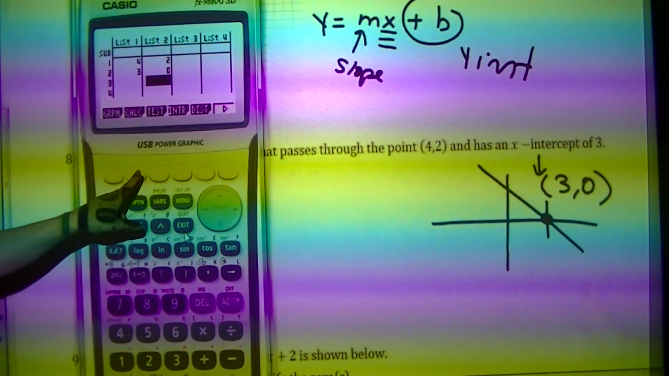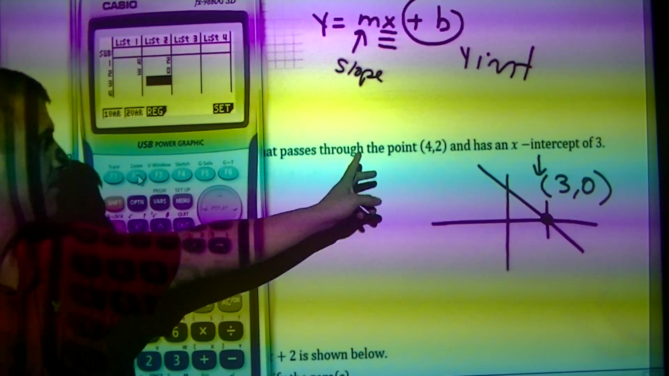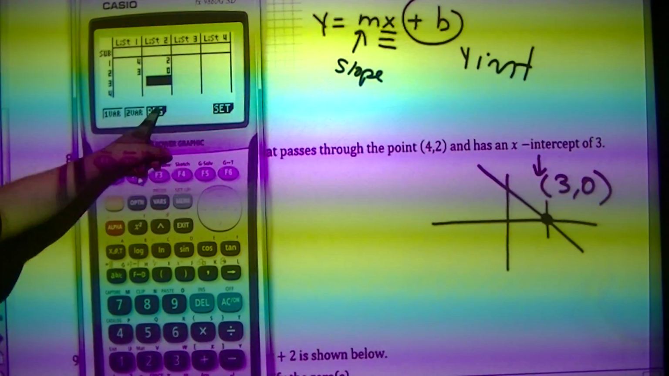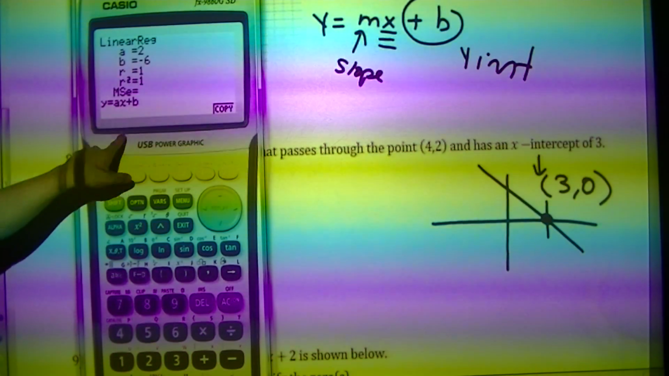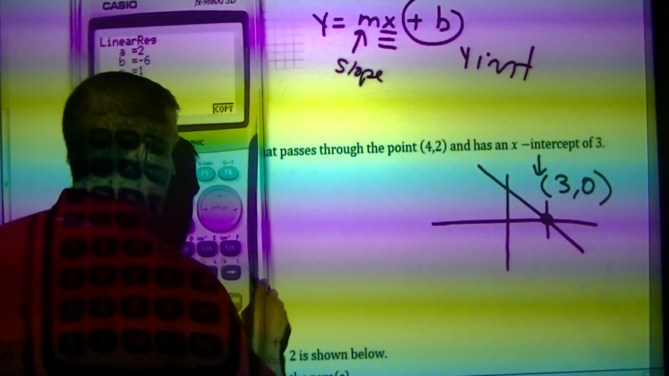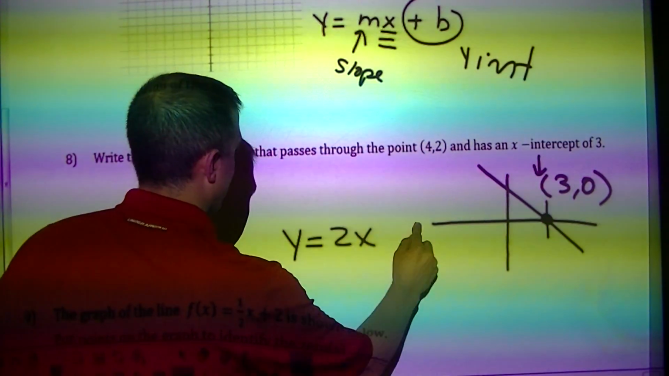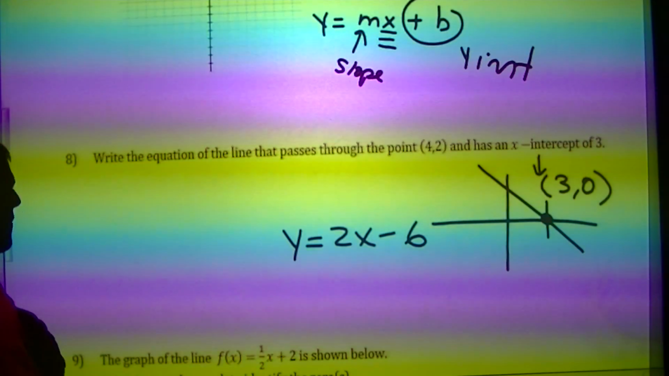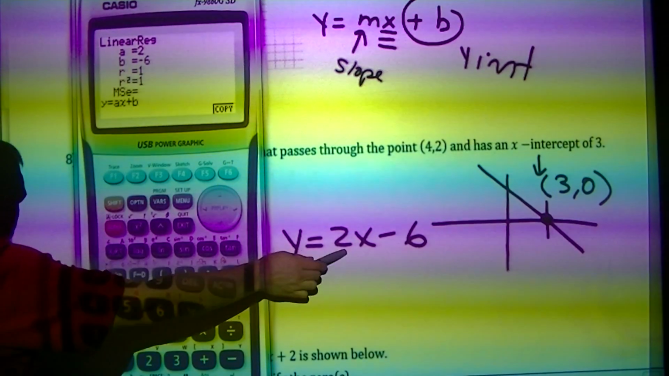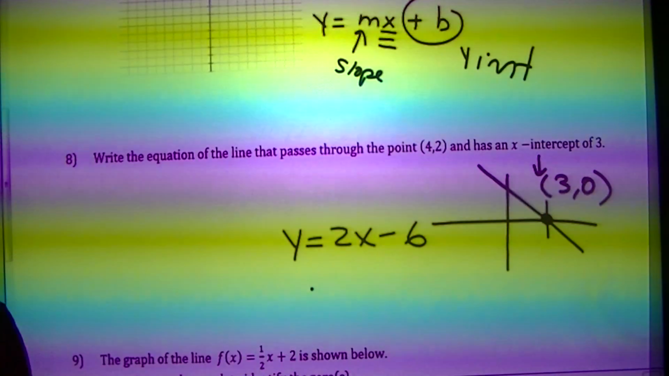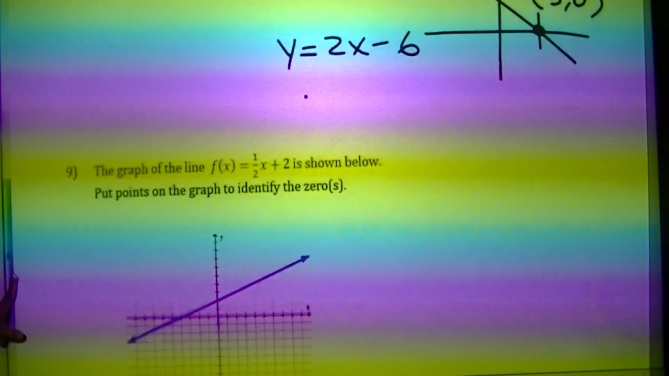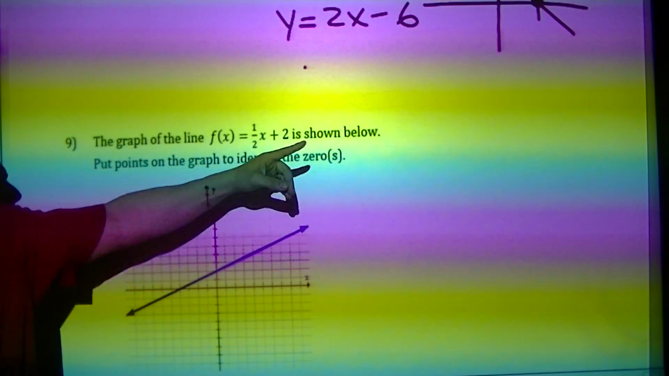But I already know that it is a line, because it tells me it's a line. So I'm going to do regression, select x, and my equation is going to be y equals 2x minus 6. So when they give you this, the 2 is the number here, the negative 6 is the number there.